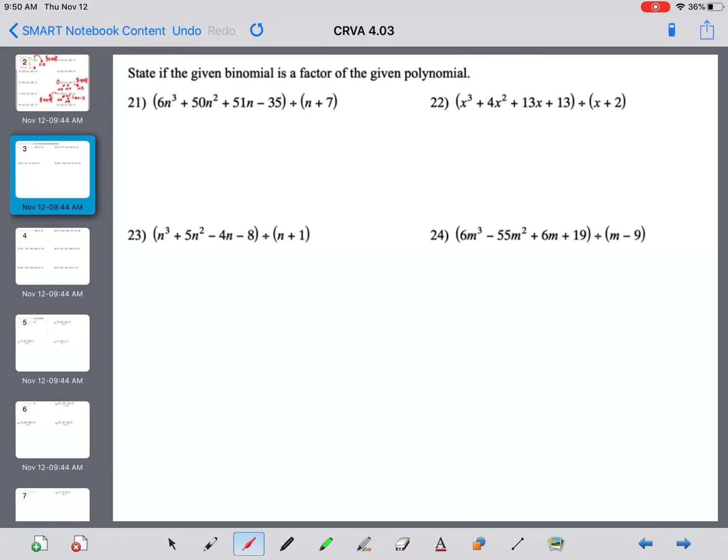State if the given binomial is a factor of the given polynomial. It is a factor, as I wrote down on today's lesson, if the remainder is 0.